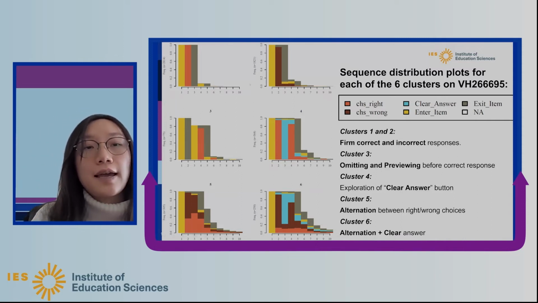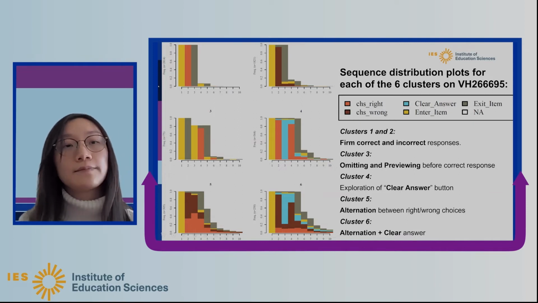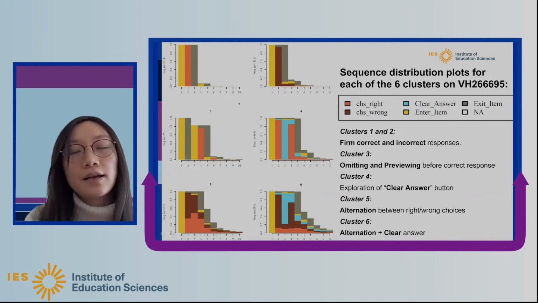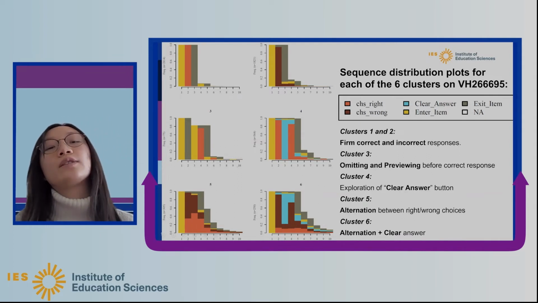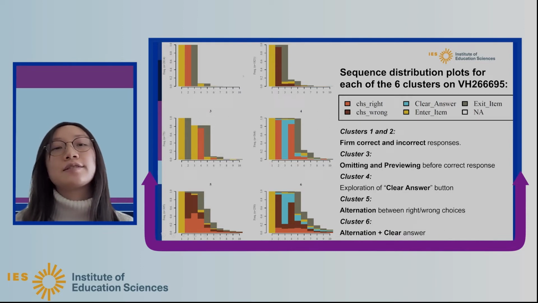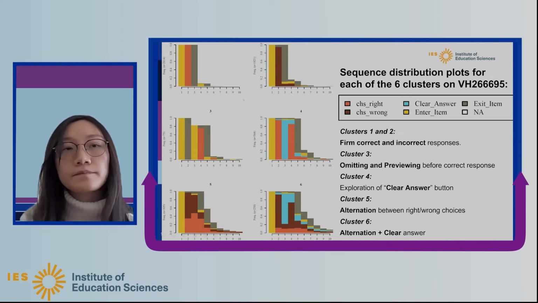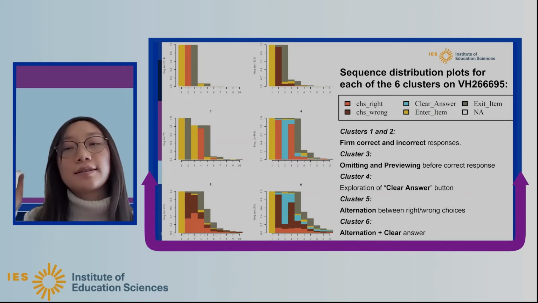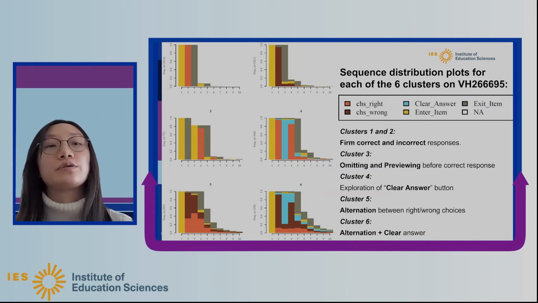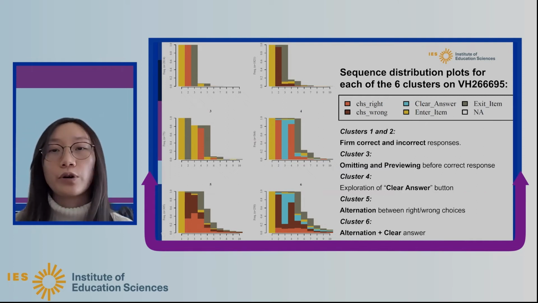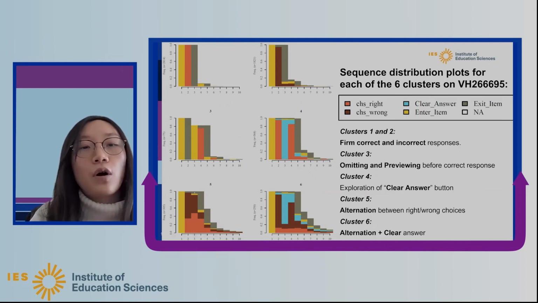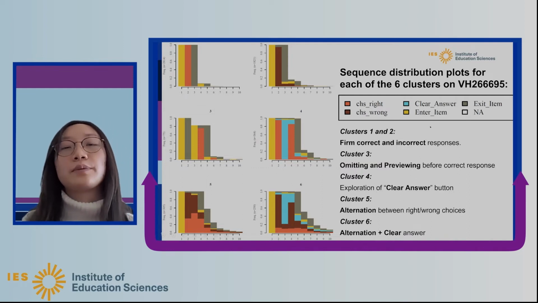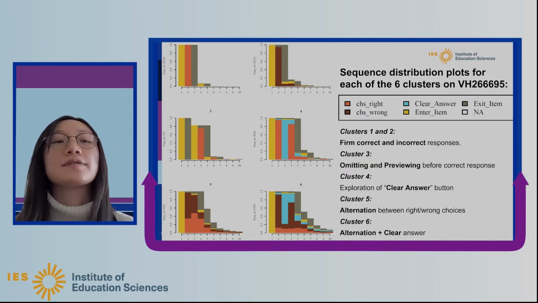For each of these plots, the x-axis denotes the time points, the time steps. So this is the first action, second, all the way until the 10th. Some individuals' action sequences went beyond the length of 10, but we censored them at the 10th action. For each of these time steps, the bar over here represents the distribution of the actions of individuals in this cluster at this particular time point. For example, we can see that for all of these individuals, the first action was always enter item. This is because people have to first enter the item to do anything else.